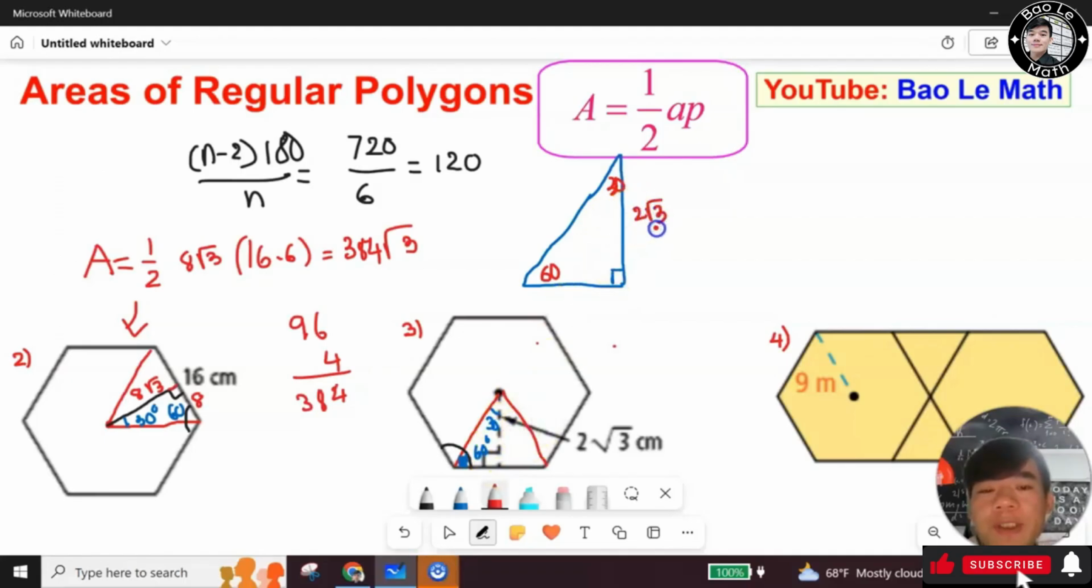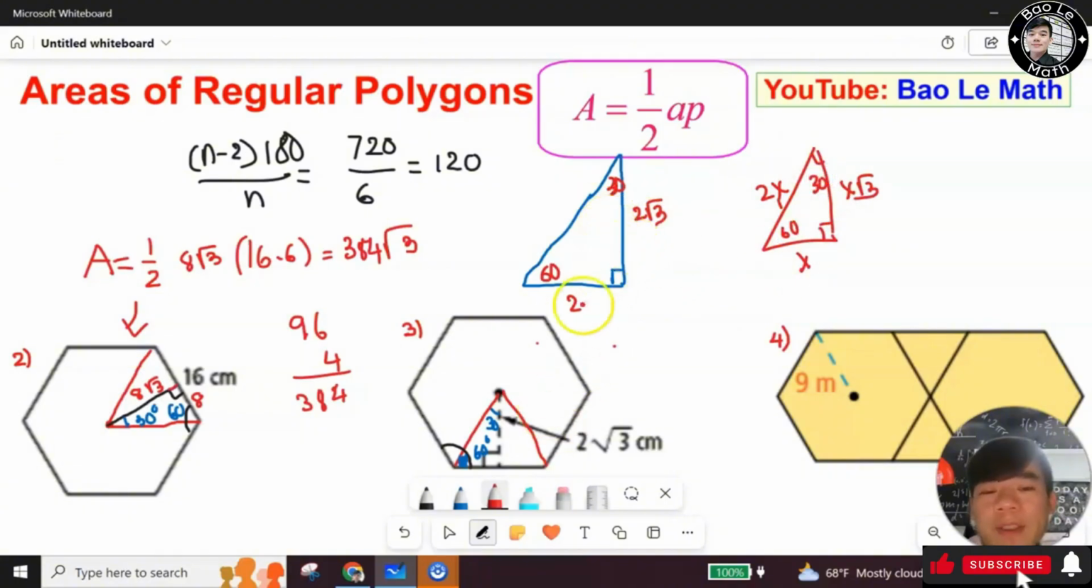If this side is 2 root 3, this side must be 2, right? Remember, in the 30, 60, 90 triangle, the side opposite to 60 equals the side opposite to 30 multiplied by root 3. Remember the formula right here. This is s root 3, and this is 2s. Keep that in mind. 90 degrees right here, this is 60, this is 30.